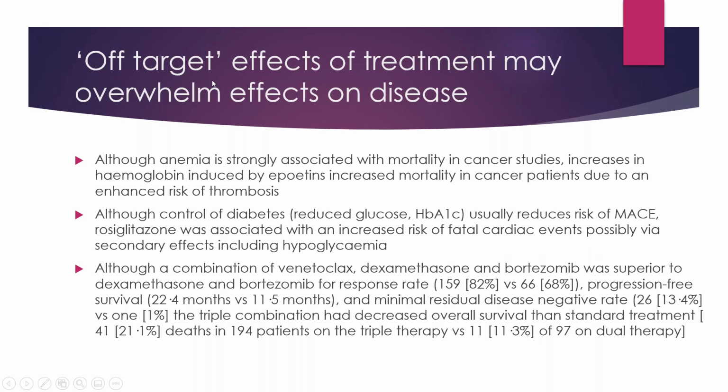In addition, there may be off-target effects of your treatment, which can overwhelm the effects of the treatment on disease per se. So, for example, although anemia is strongly associated with mortality in cancer trials, an increase in hemoglobin, which can be induced by the use of recombinant erythropoietin, actually increases mortality in cancer patients, which is due to an increased risk of thrombosis in these individuals, as the red cells produced are larger and stickier than red cells produced under natural circumstances. So here was a circumstance in which a perfectly logical association resulted in harm to patients by inducing a second fatal outcome.